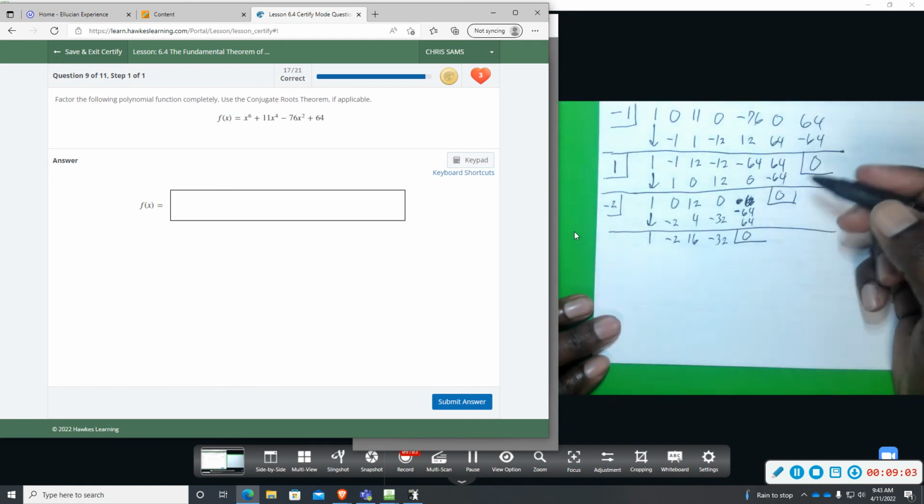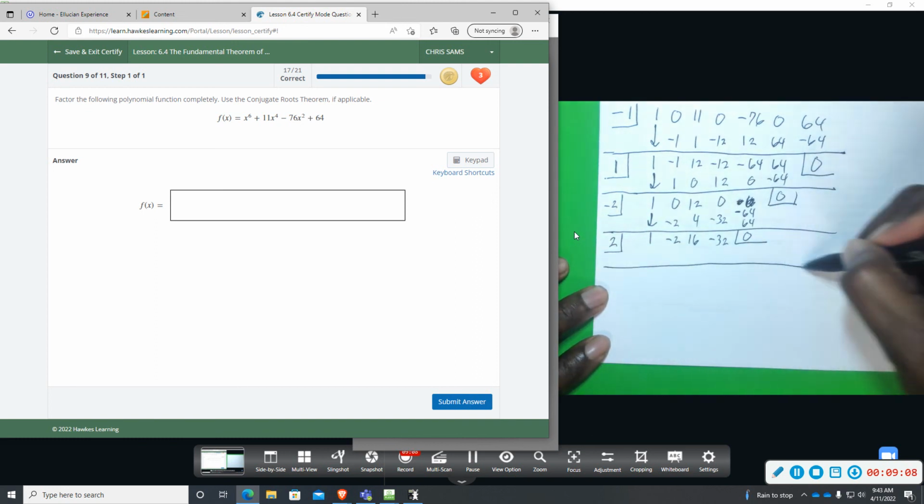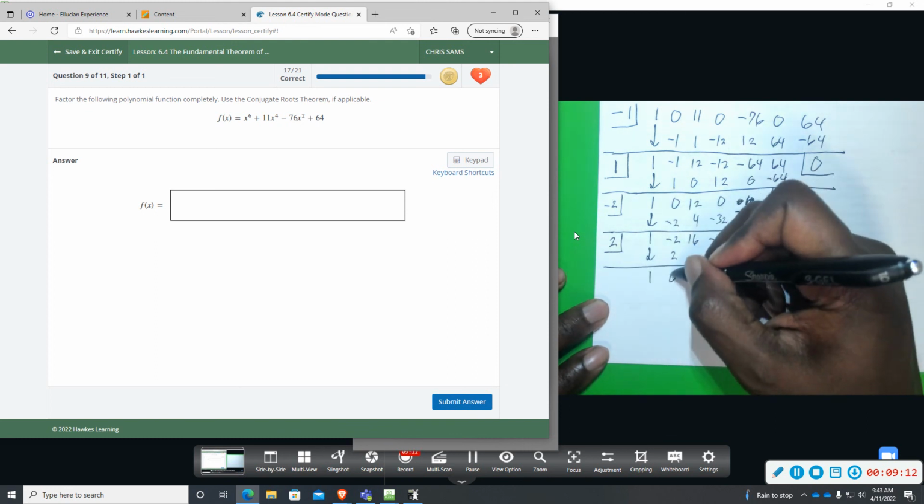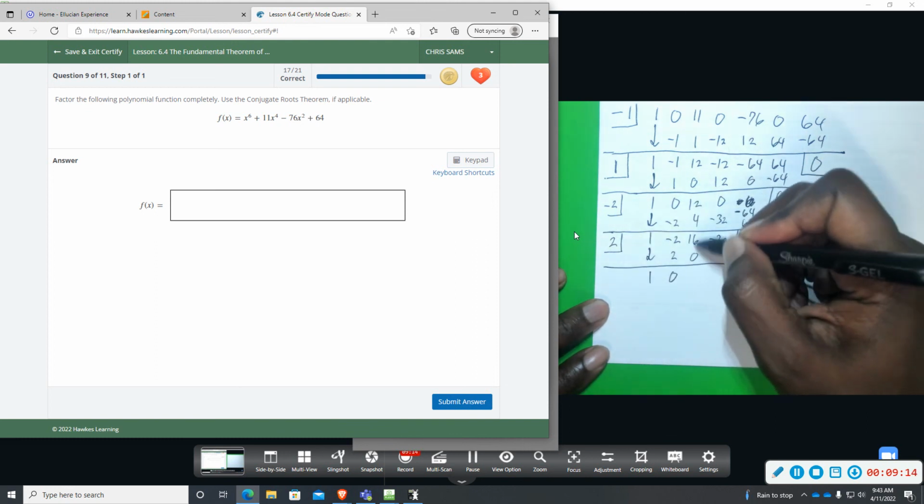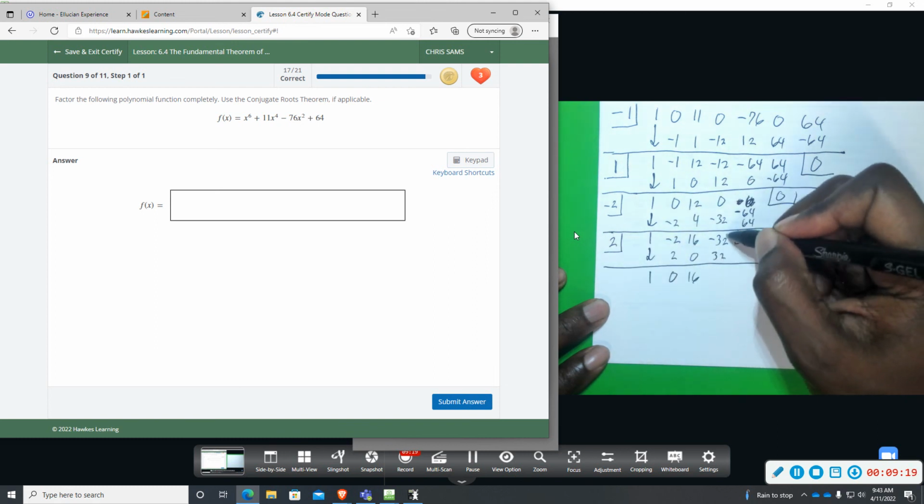And then positive 2 is the last one that we know for sure. Positive 2. And then bring down the 1. 2 times 1 is 2. Combine, 0. 2 times 0 is 0. Combine, you get 16. 2 times 16 is 32. Combine, you get 0.